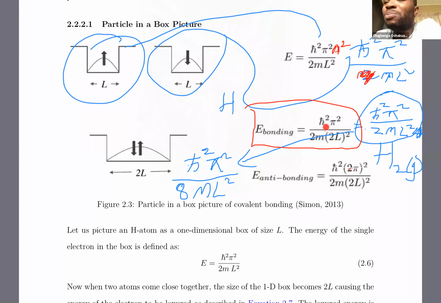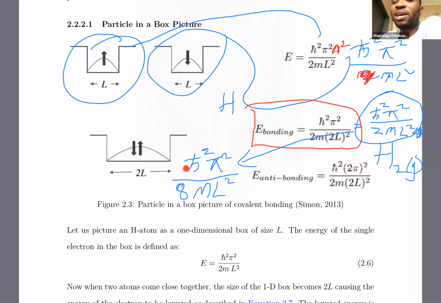So what is E bonding? What is E anti-bonding? E bonding is the energy of the bonding orbital. The orbital that is formed as a result of the coming together of these two hydrogen atoms is called the bonding orbital, and that is like the ground state. So now we are no longer talking about it as a hydrogen atom. We are talking about it as a hydrogen molecule. So we call this the ground state of the hydrogen molecule.